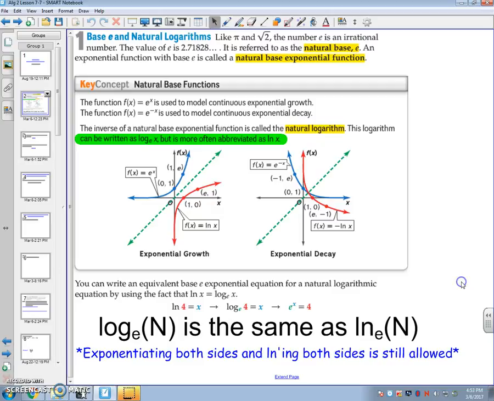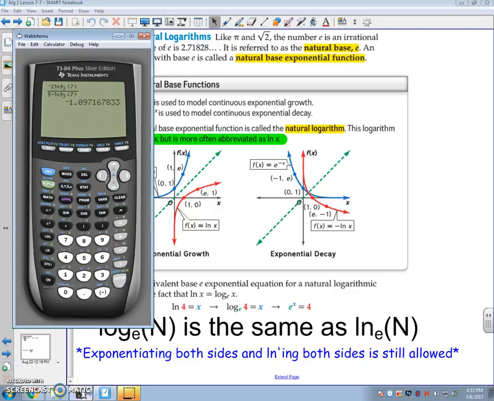So let me show you where that is on the calculator. On the calculator, if you press second and the division sign, you get e. So again, it's about 2.718 and it keeps going forever.